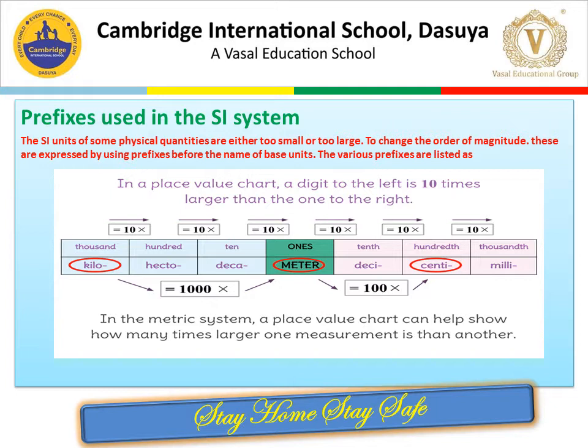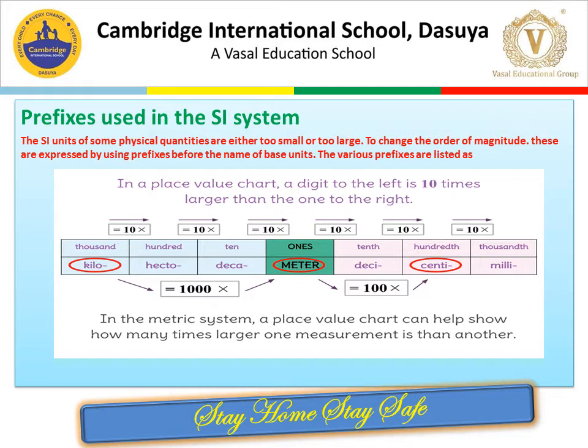For example, we will discuss meter here. Let us suppose the unit that we have taken is meter. The moment we move toward the left, it becomes decameter, and decameter is 10 times 1 meter. As we move toward the left, we get hecto. Hecto is 10 times that of decameter. That means it is 100 times, 10 into 10 times, 1 meter.